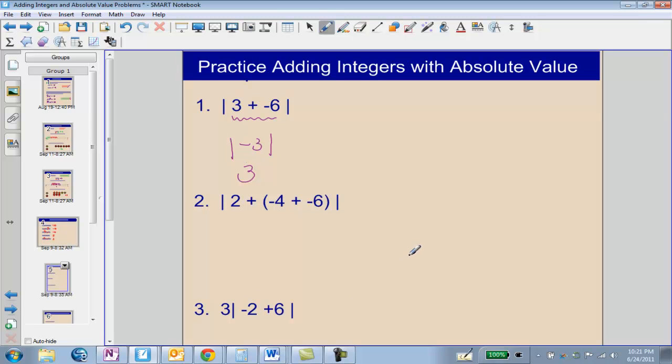In the following example, number 2, we're going to go within the absolute value bars and work from the inside parentheses out using our order of operations. Therefore, we're going to add negative 4 plus negative 6 as our first step, which gives us negative 10. Next, we need to add what's inside our absolute value bars, 2 plus negative 10, to give us negative 8. And lastly, we'll take the absolute value and that's going to give us 8.